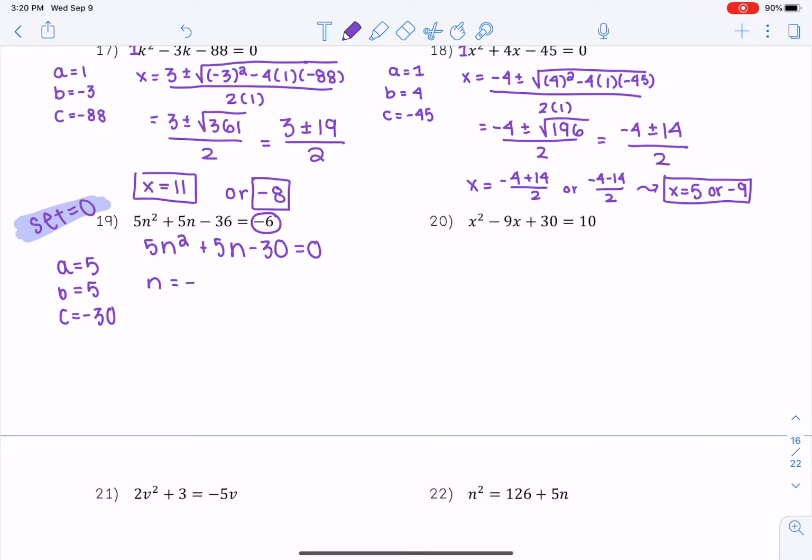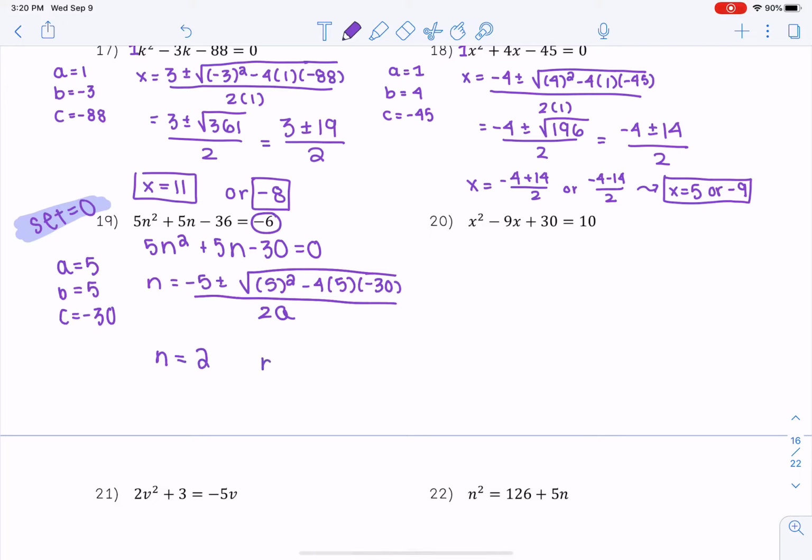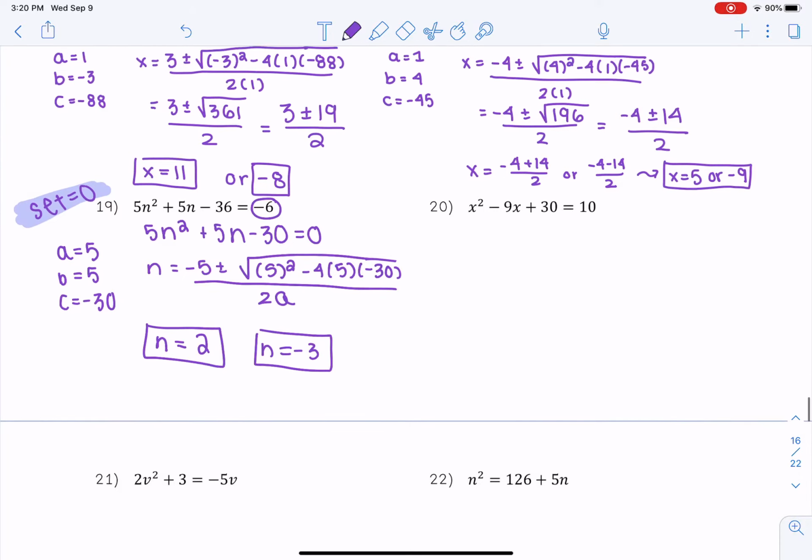n is equal to -b plus or minus the square root of b squared minus 4 times a times c, all over 2a. Plug the mess underneath the radical into your calculator. Simplify. Try this one on your own. Check. Do you get n equals 2 and n equals -3? So make sure you can get those on your own. And then try the rest of these notes.